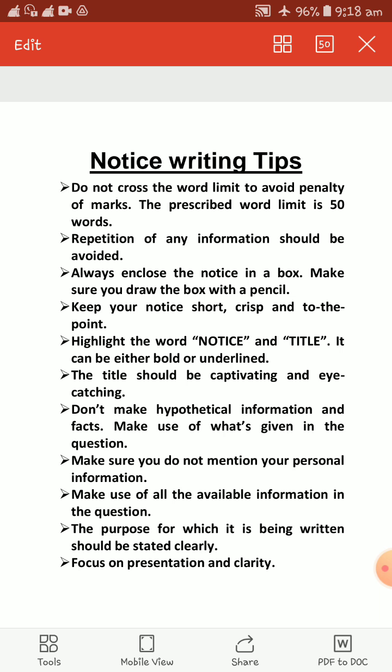Next one, the purpose for which it is being written should be stated clearly. Now what is the purpose of the notice? Why are you writing the notice? What is the main purpose of the notice? That should be stated very clearly.